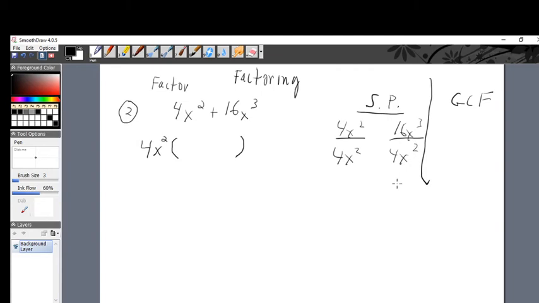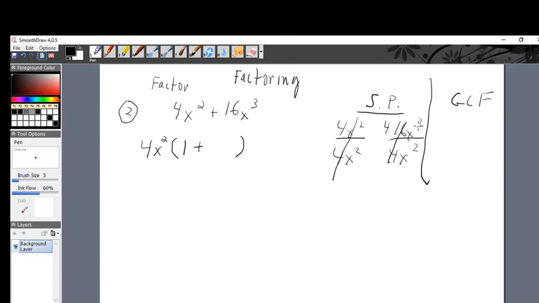Okay, very good. 4x squared over 4x squared, everything cancels out. It just turns into a 1, but don't let it disappear. There's a 1 here. Then there's going to be a plus. And now let's check this out. 16 divided by 4 is 4, winds up on top. 16 divided by 4, 4 on top.